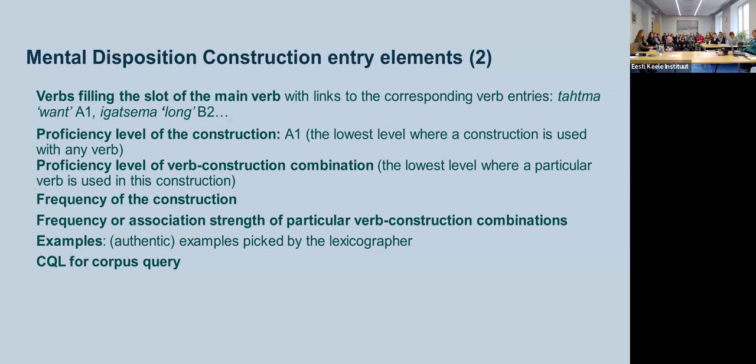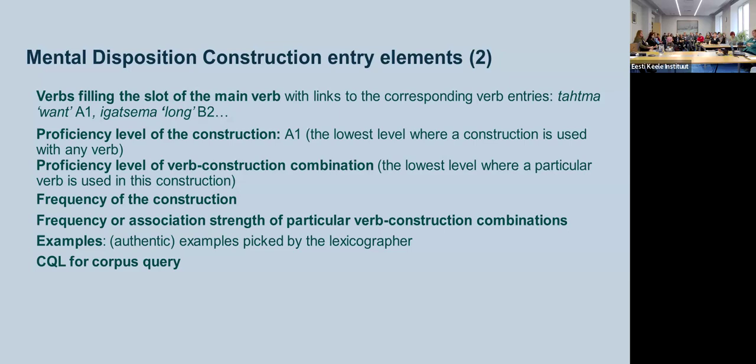Also, I would like to provide the proficiency level of the construction, which in this case would be A1. This is the lowest level where the construction is used with any verb. We would also like to provide proficiency levels for verb-construction combinations. For instance, the verb meaning want appears in the construction at A1 level, whereas the verb meaning, for instance, long only appears at B2, although the same verb possibly appears earlier in the transitive construction, for instance.